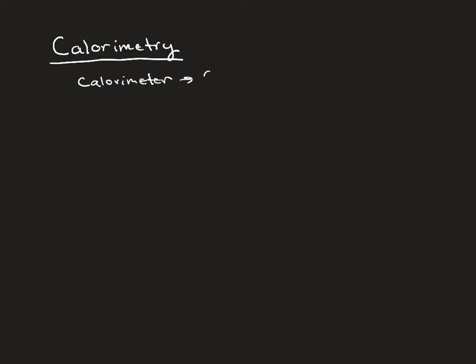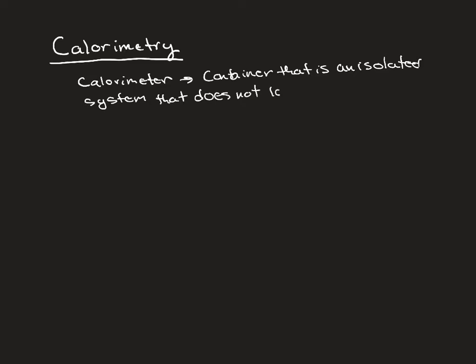And a calorimeter is a container that is an isolated system that does not let energy in or out. So whatever items you have in the system, the energy has to transfer in between them because there's no energy coming in or going out.